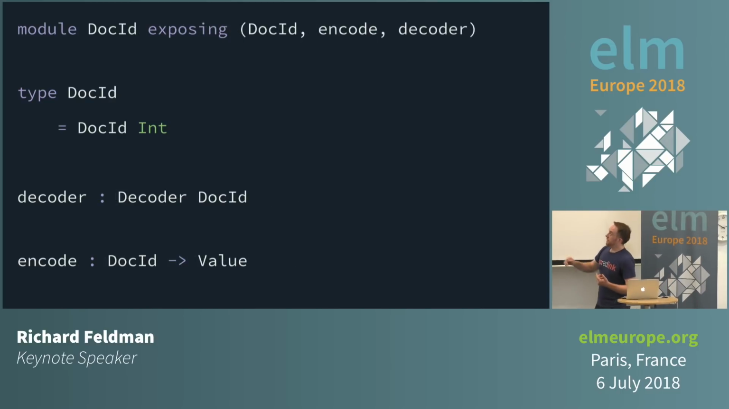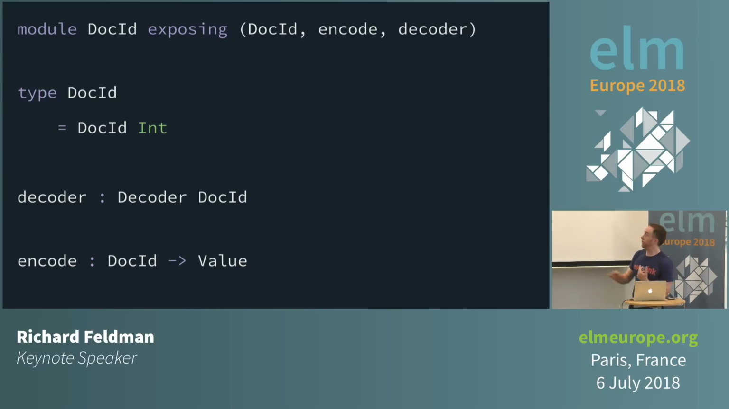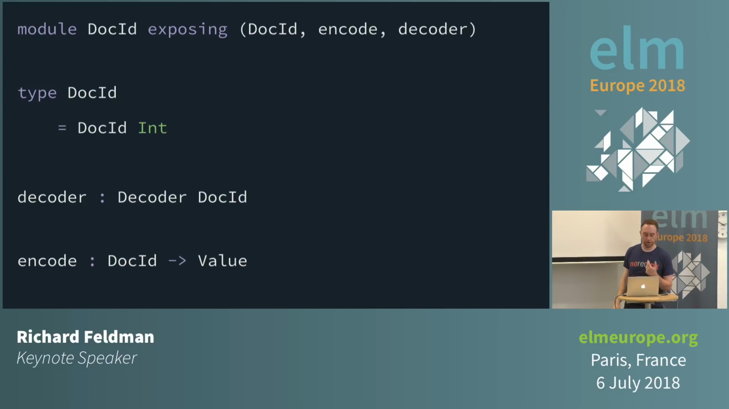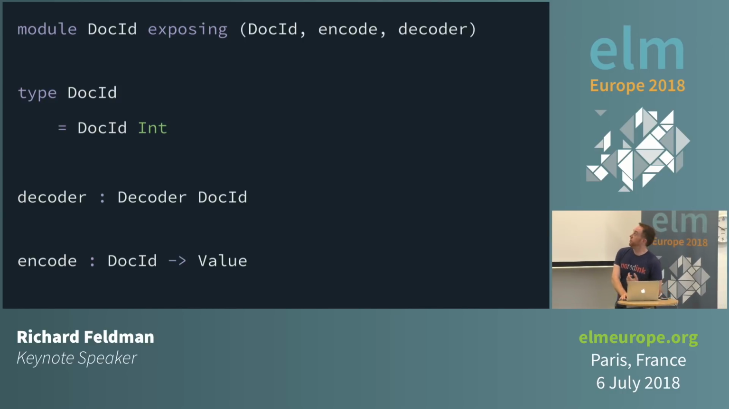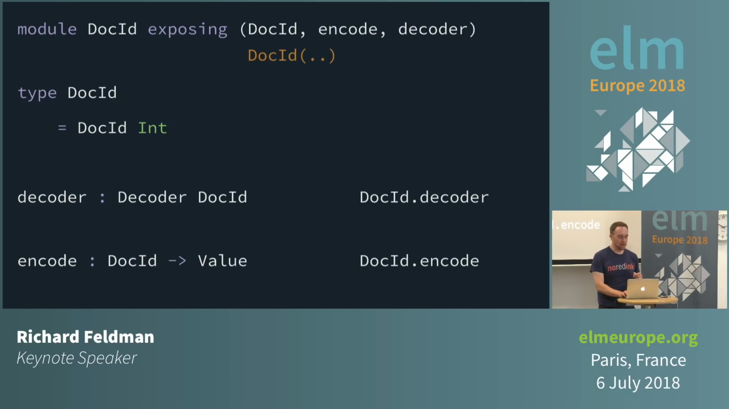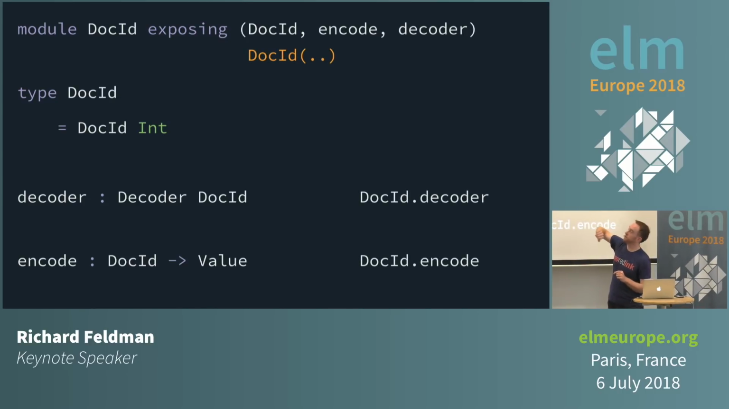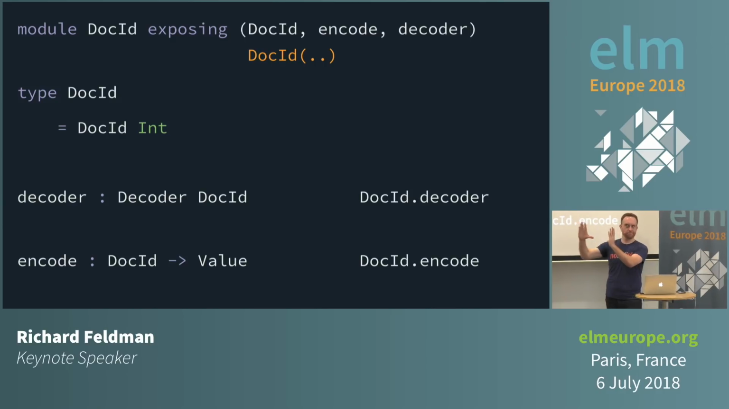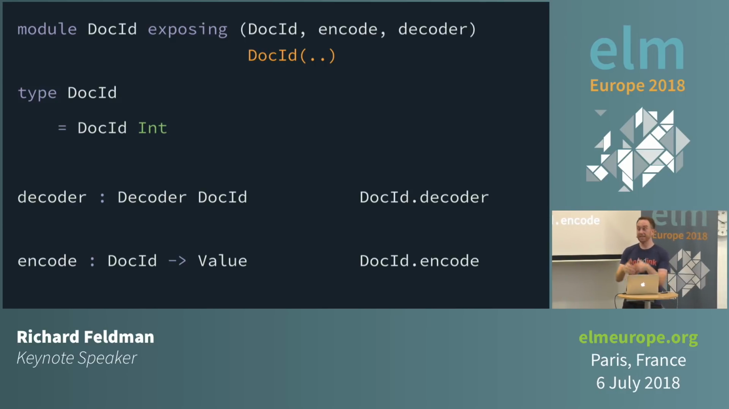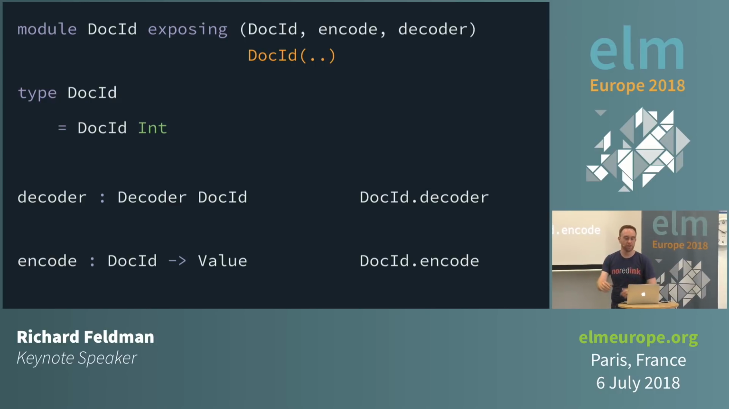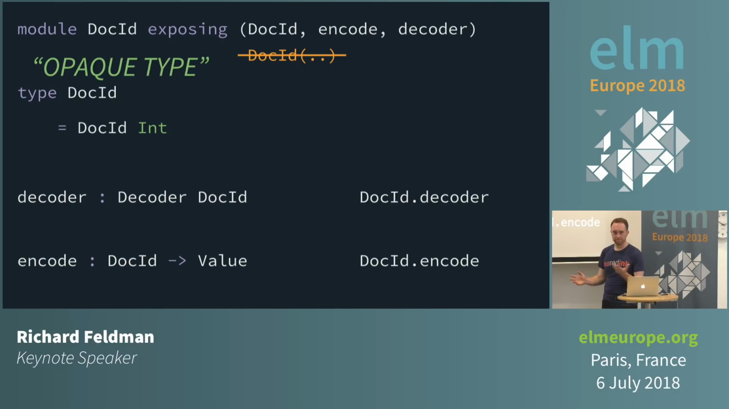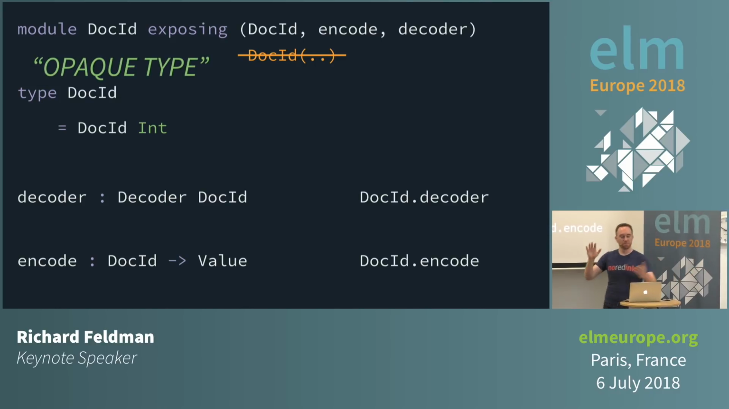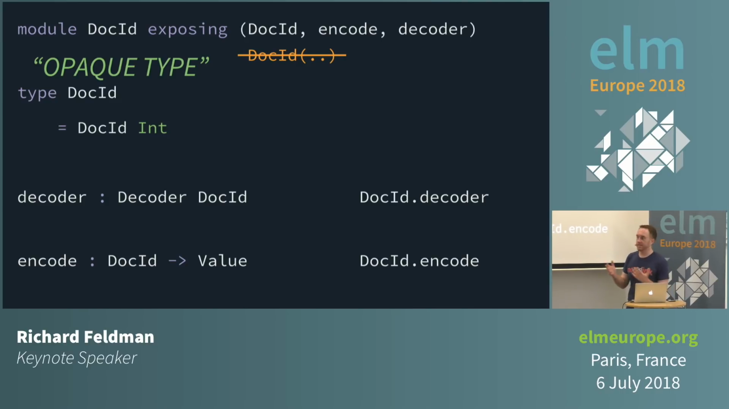So what I could do instead is move these into their own module. I could say module doc ID and expose doc ID, encode, and decoder. These are just the decoder and encoder for this thing, and any other stuff that's related to doc ID can go in here. Another thing I can do is choose not to expose the constructor. Previously I had exposing doc ID, parentheses dot dot, which is to say expose the doc ID as well as the constructor so you can pattern match on it. But what if I just don't do that? Now I've created an opaque type. Show of hands, who's heard that term? Cool. So an opaque type is essentially just a type where you can't mess with it.